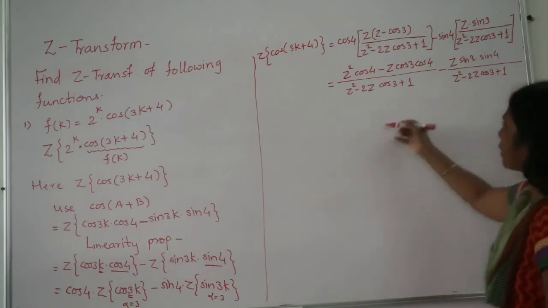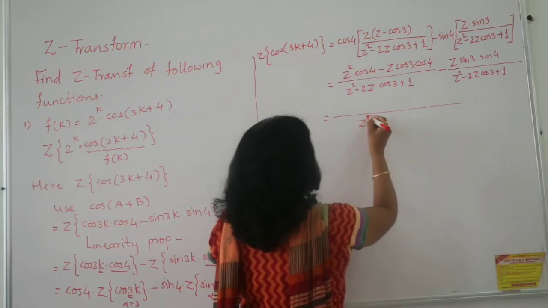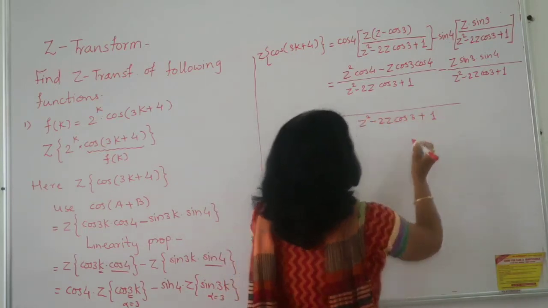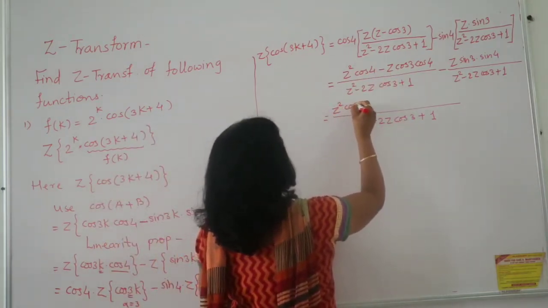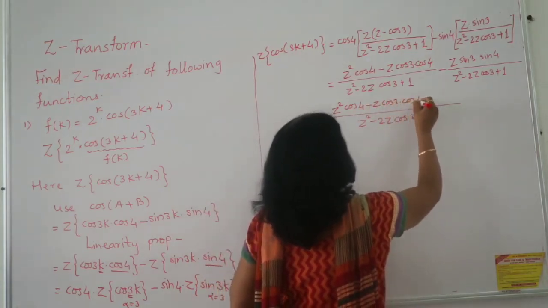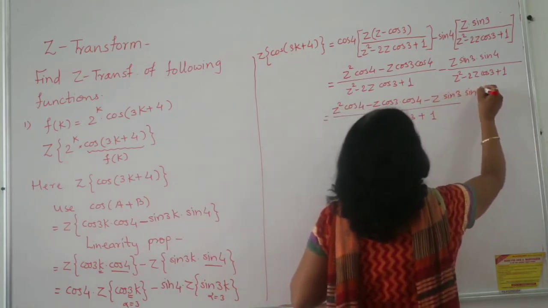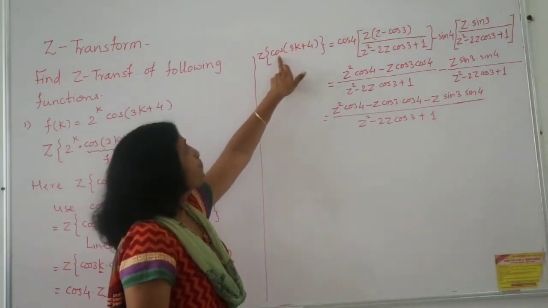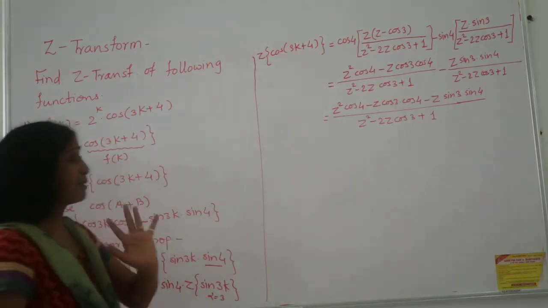Now you can see the denominator is the same for both of them. So the denominator will remain as it is. Algebraic calculation rules we are going to apply, and then numerators are added or subtracted. So here I am getting Z square cos 4 will remain as it is, minus Z cos 3 into cos 4 and minus Z into sin 3 sin 4. Now I have to still simplify because I am still calculating Z transform of cos(3k + 4), yet I have to multiply it by 2 raised to k. That part is still remaining.